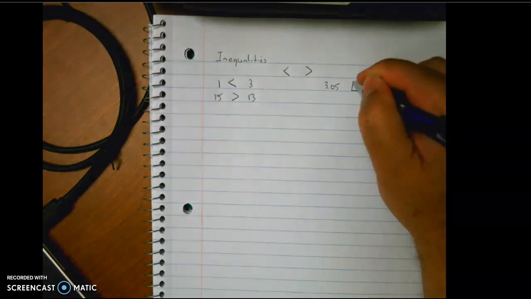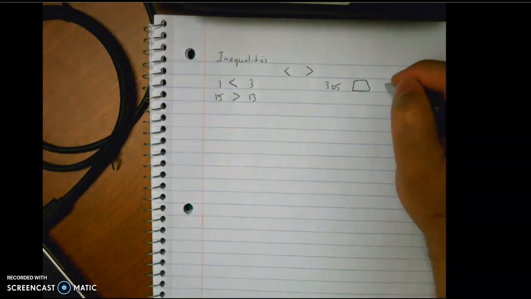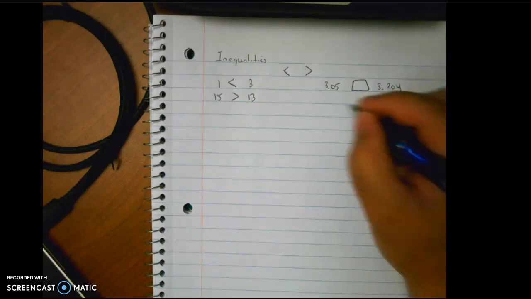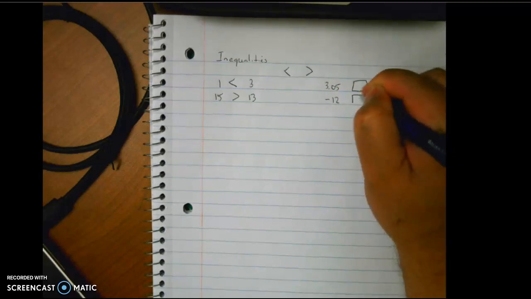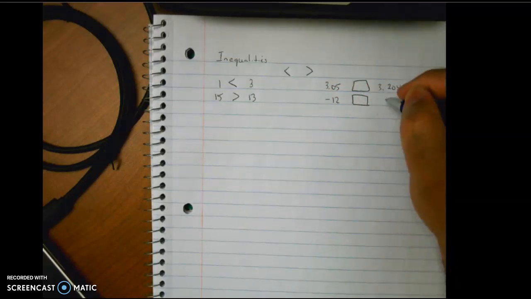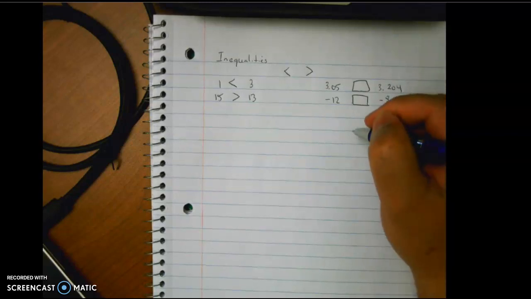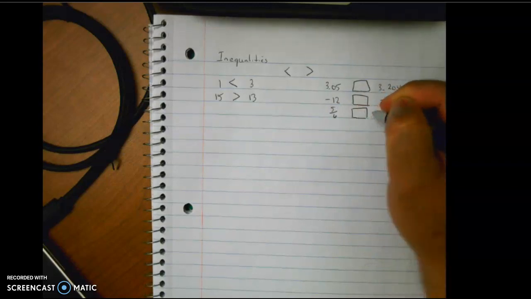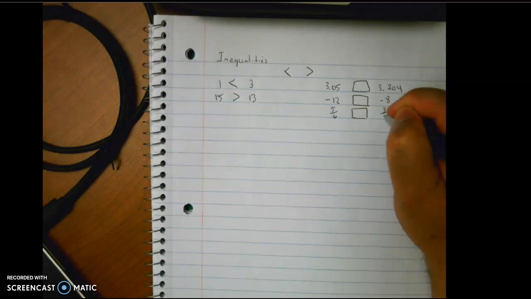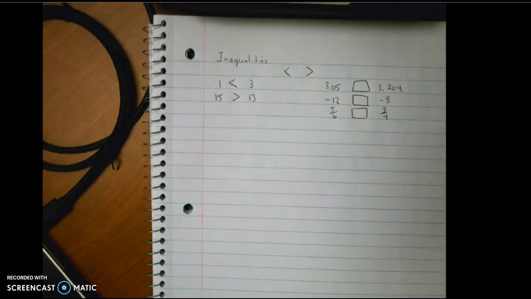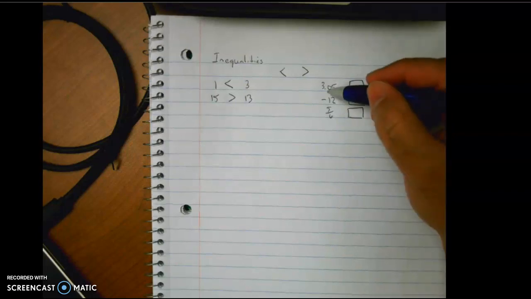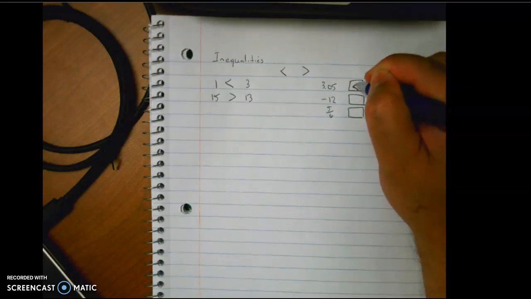3.05 or 3.204. Which one is larger? Negative 12 or negative 8. 5/6 or 3/4. So first of all, we're going to go back and look at this first one. 3.2, there's a 2 in the tenths place. There's a 0 in the tenths place. So that sign goes this way.